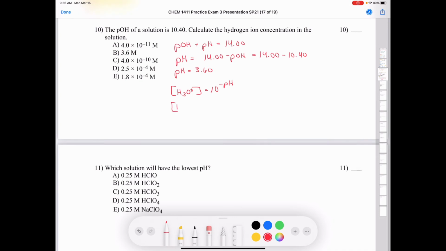So I get that the concentration of hydronium ions, which is a hydrogen ion, is equal to 10 to the negative 3.60. Now notice I have 2 decimal places in my pH, and so I'll report my concentration of hydrogen ions or hydroniums to 2 significant figures, and when I put that in my calculator, I get that the concentration of hydrogen ions is equal to 2.5 times 10 to the negative 4 molar.